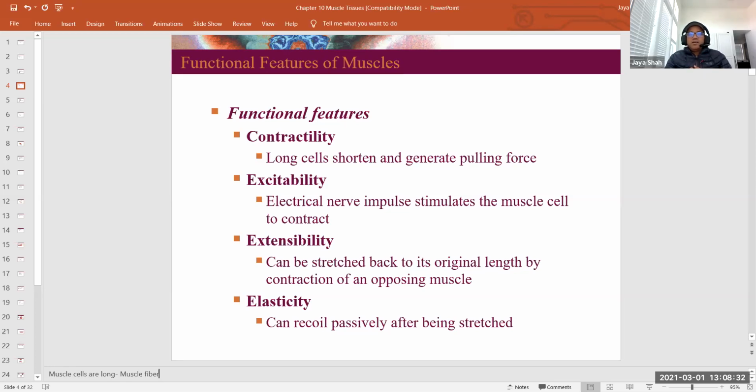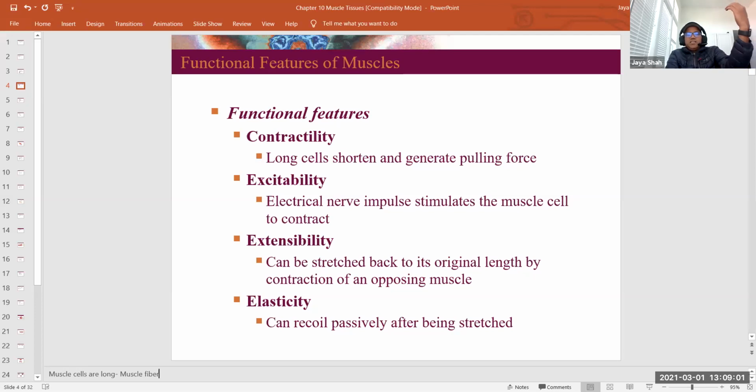Extensibility. Muscle cells can be stretched back to their original length by contraction of opposing muscles. So let's see, when you contract your biceps muscle, now the opposing muscle, triceps, contracts and brings it back to the normal anatomical position, to its original length.